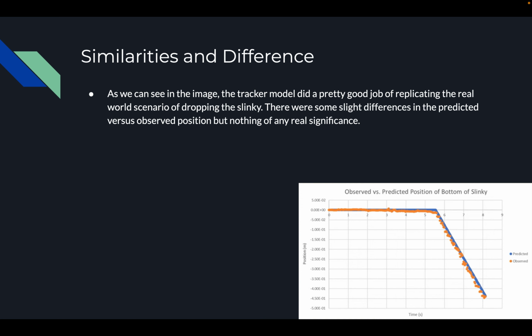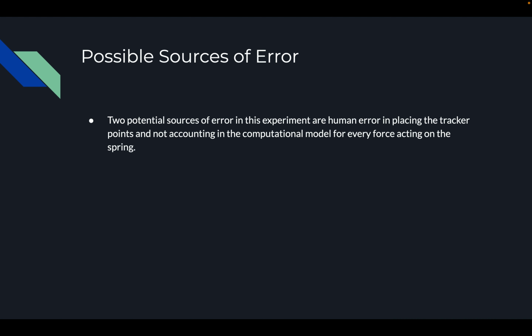Similarities and differences. As we can see in this image, the Tracker model did a pretty good job of replicating the real-world scenario. There were some slight differences in the predicted versus observed position, but nothing of any real significance. The predicted is the blue line, and the observed is the orange dots. Possible sources of error. Two potential sources of error in this experiment are human error in placing the tracker points, no one is perfect, and not accounting in the computational model for every force acting on the spring.